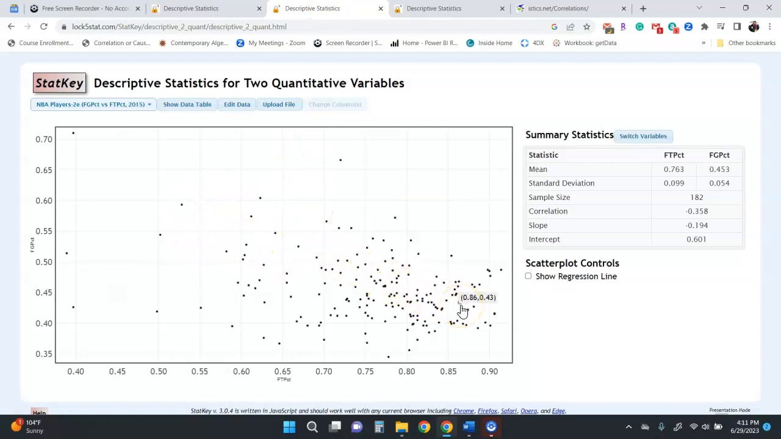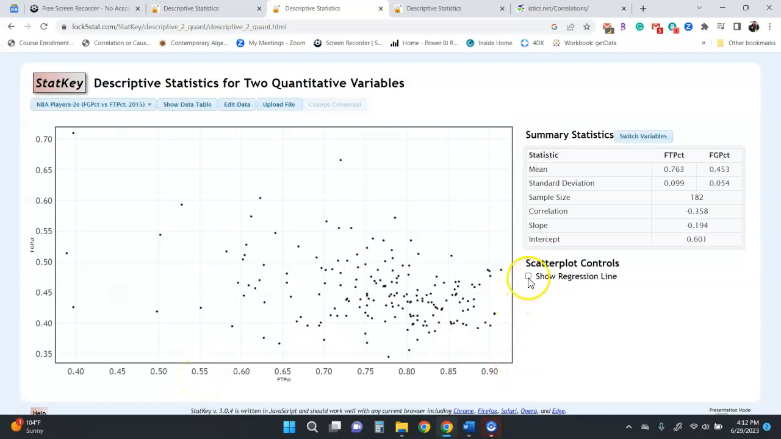In this next example, this time we have a bunch of points, but they're going in a downward direction, kind of downward towards the right. This time is field goal percentage of NBA players along the bottom, along the horizontal axis, and the free throw percentage along the vertical axis. It does not make any difference as to which variable you put on which axis, as long as you have one on each one of them.